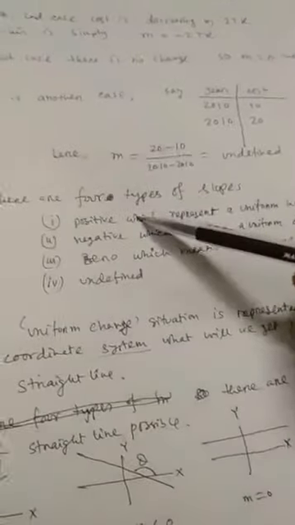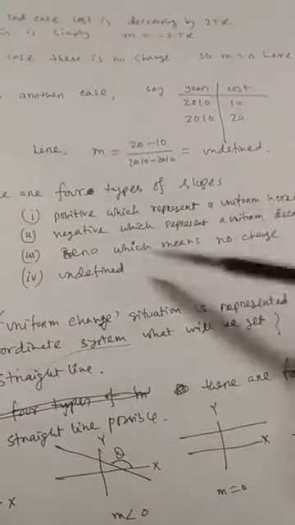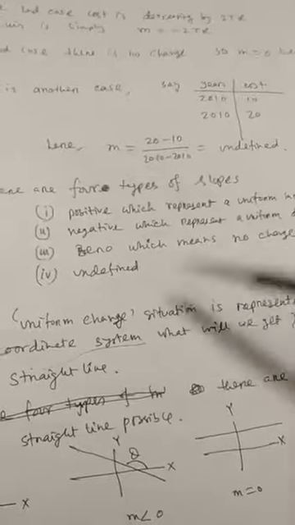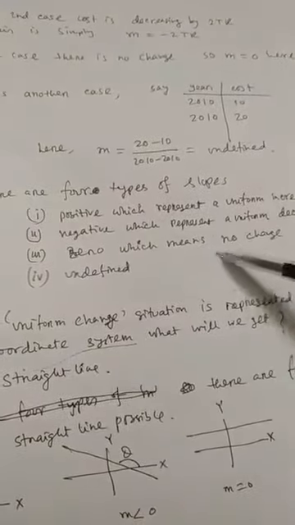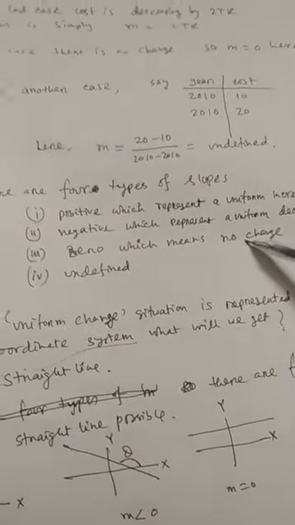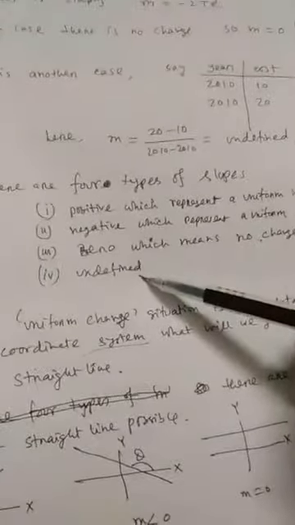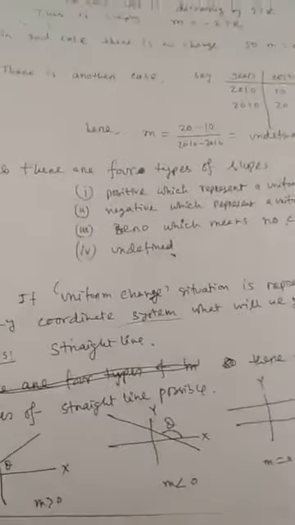One is positive, it means something is increasing. Slope is negative, it means something is decreasing. Slope is 0, it means there is no change, that is it is constant. And undefined, here slope is totally undefined. We cannot define it. Okay, so I hope you understood the concept of slope.